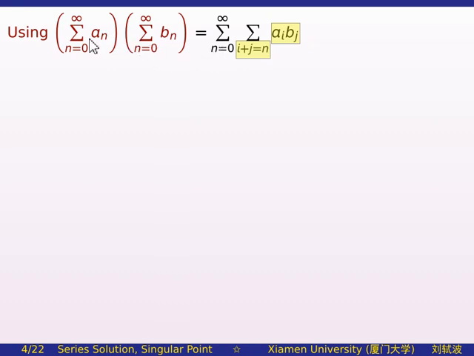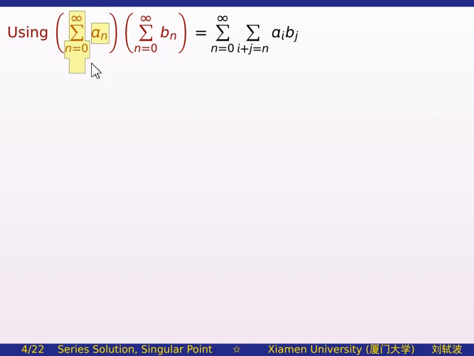So absolute convergence means that not only does the series itself converge, but also the series obtained by taking the absolute value of each term, that is the absolute values of an, is also convergent.